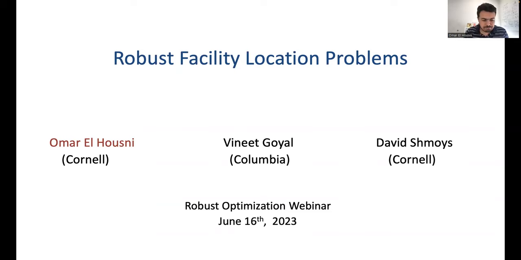So today I will be talking about the robust facility location problem. We'll say a little bit more about that in a second. But before that, this is joint work with my former PhD advisor, Vineet Goyal from Columbia University, and my current colleague at Cornell, David Shmoys. This is work that I started literally in the last month of my PhD program, and I've been working on this very nice class of problems over the past 2 years.